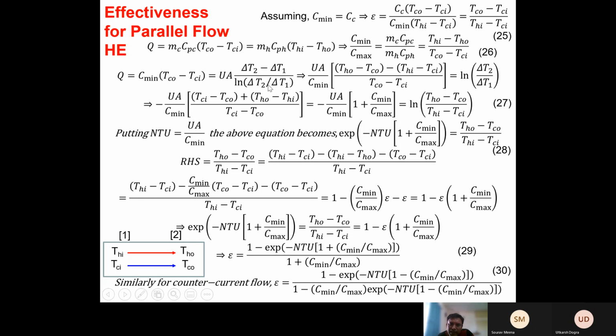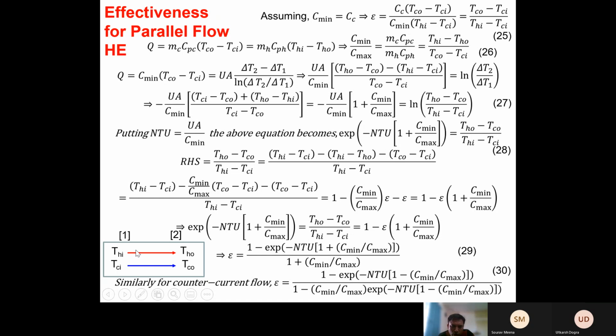Now this equation we can rearrange. So I can add this UA by C mean here, and the ln delta T2 by delta T1 I have taken on the right hand side, and everything else I have taken on the left hand side. So this UA by C mean I will have, and this delta T2 minus delta T1 divided by TCO minus TCI we are putting here. So delta T2 is nothing but what? The temperature difference at location 2, and delta T1 is the temperature difference between hot and cold fluid at location 1.